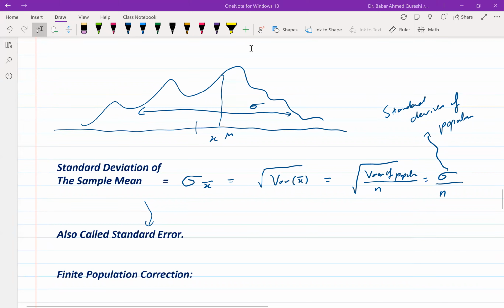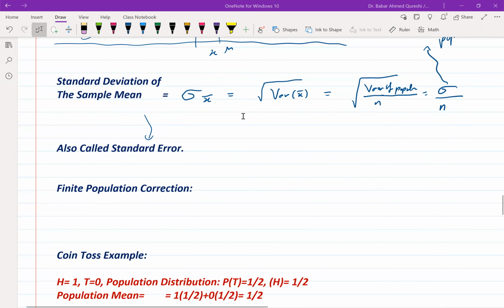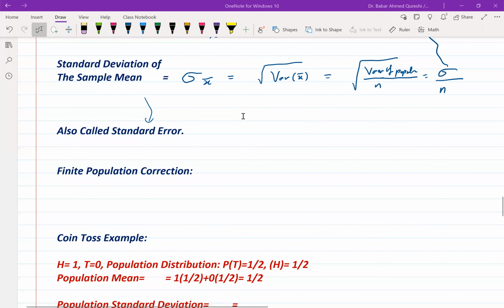Now, again, there are many questions. Sir? Yes. Sir, how can we minimize the standard error?